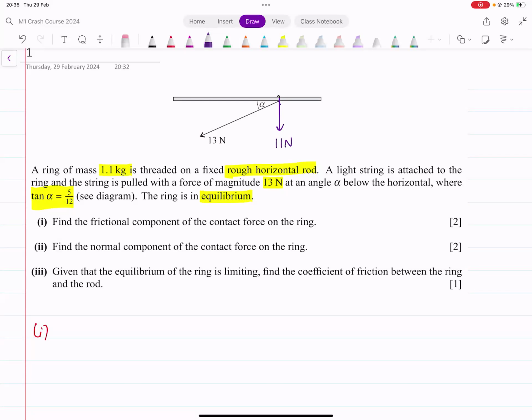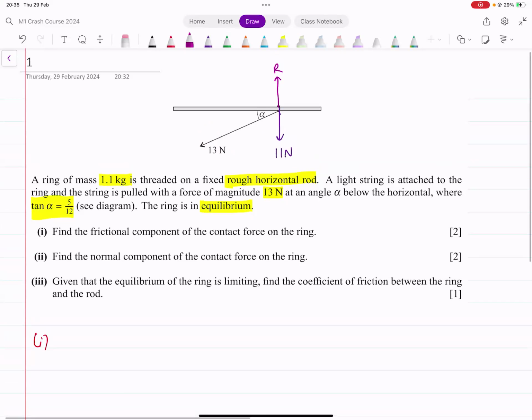What about normal reaction? It's a surface. Rod is a surface, right? Normal reaction is going to apply perpendicular to the surface. Now the force is applying downwards, and there's a component of 13 Newton that's also going to act in the downward direction. Reaction is going to oppose these forces, so it's going to apply in the upwards direction. That's the direction of reaction. Then we have tension. Well, we already have tension represented here. It's a string. The ring is threaded to this string, and the tension in that string is 13 Newton. So it's already represented there.